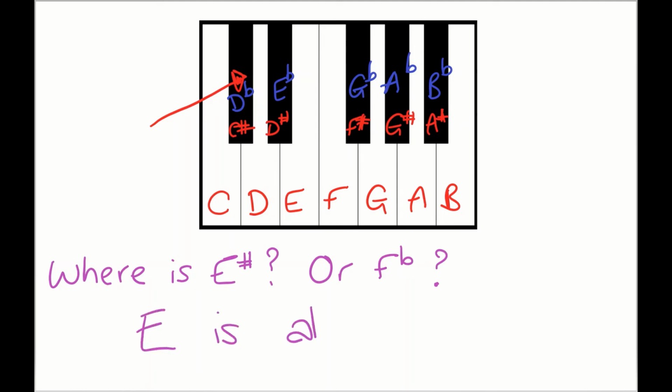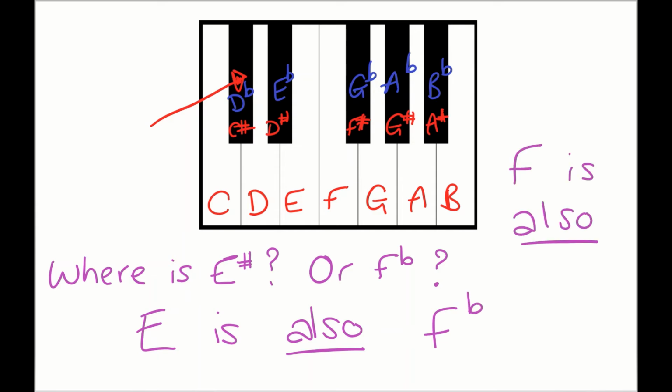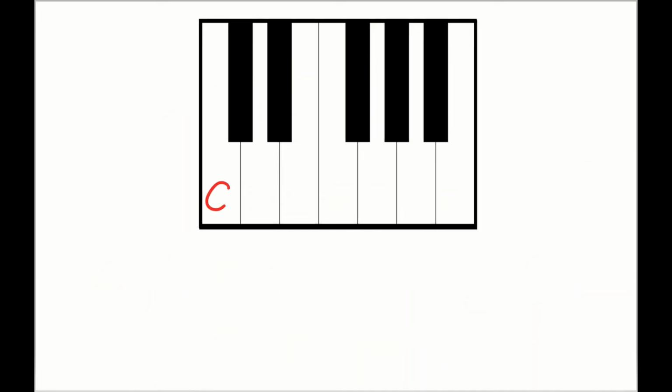Now it just so happens, because there isn't a black note in between these white notes, that E is also F flat and F is also E sharp. We don't have to worry too much about that. Not yet. So here is our keyboard.